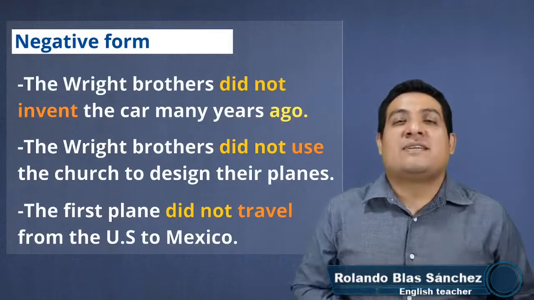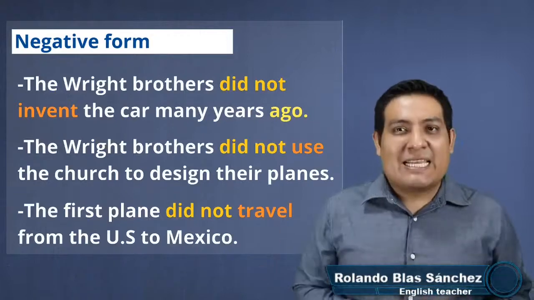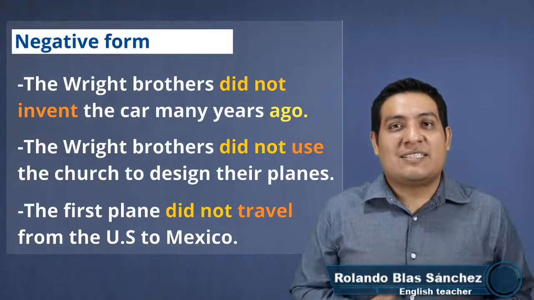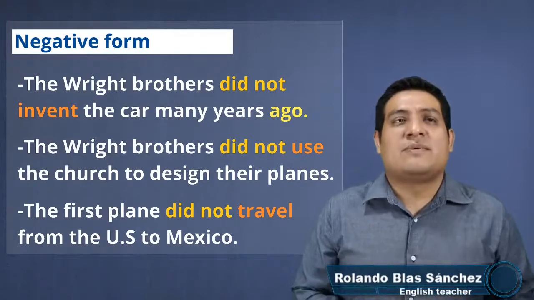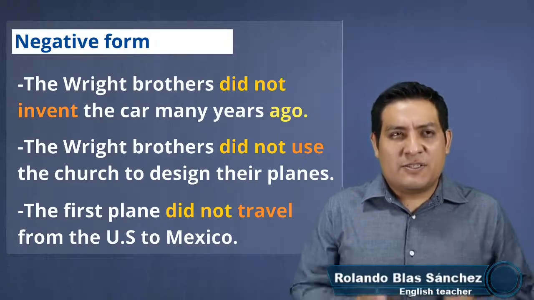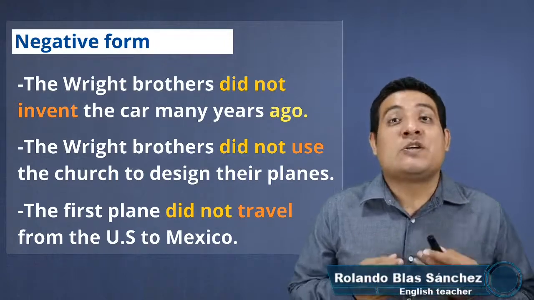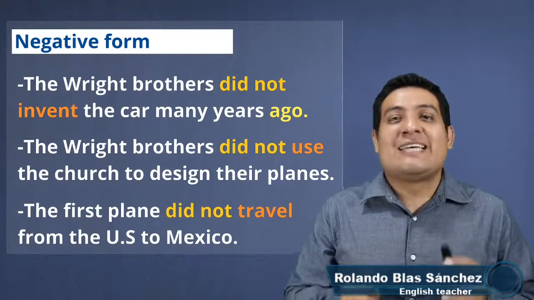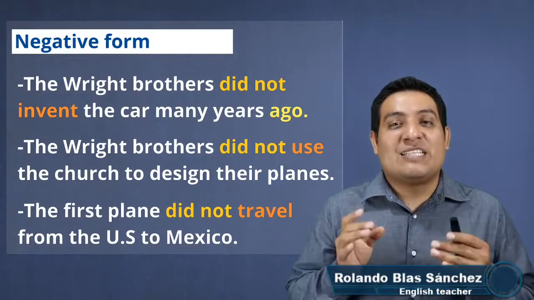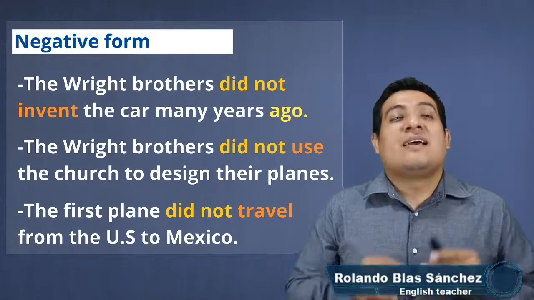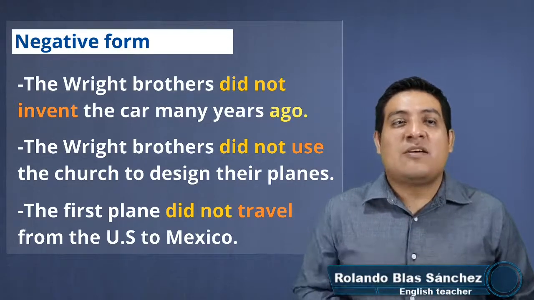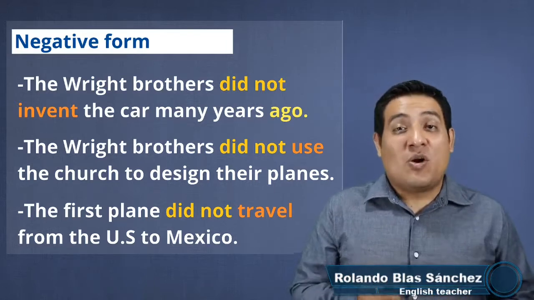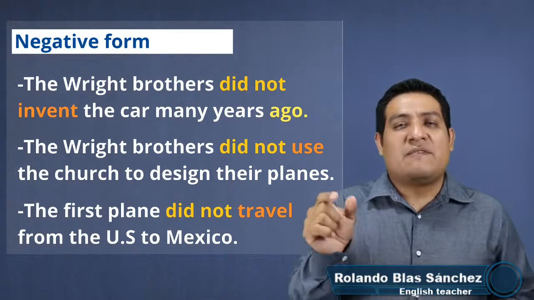The first sentence we have, the Wright brothers did not invent the car many years ago. What did they invent? They invented the airplane. Second example, the Wright brothers did not use the church to design their planes. Where did they design their planes? They used their bicycle shop to design their planes. And the last example, the first plane did not travel from the US to Mexico. Remember, the first airplane traveled only 120 feet, a very short distance.